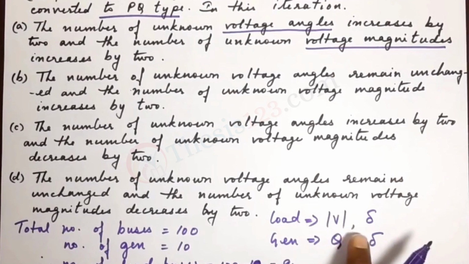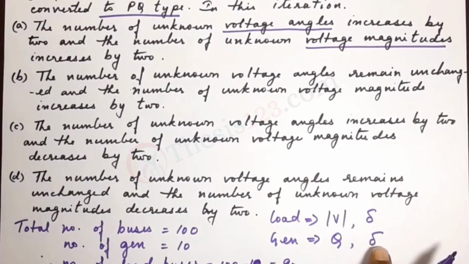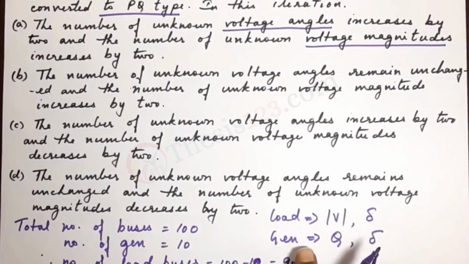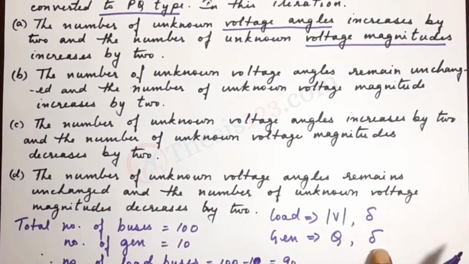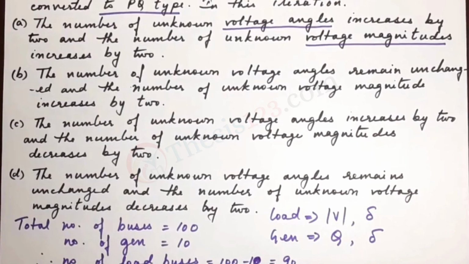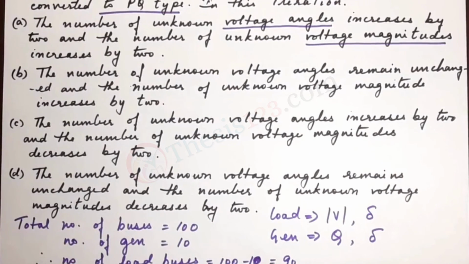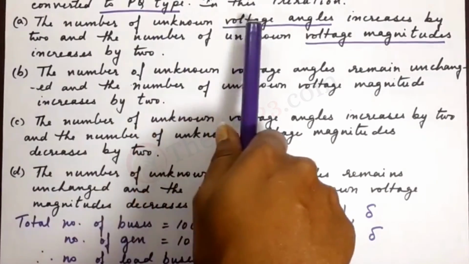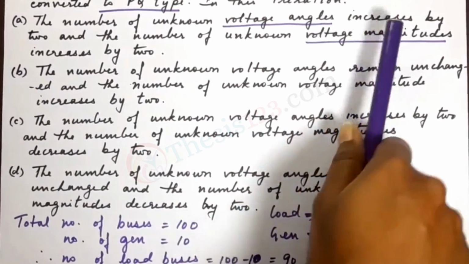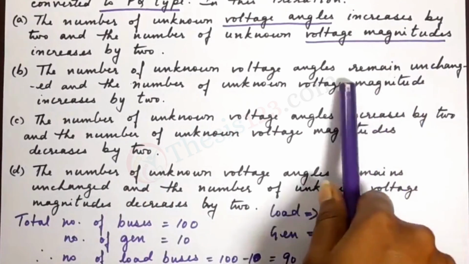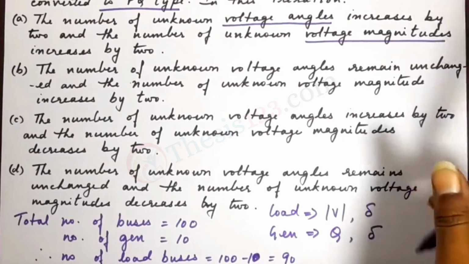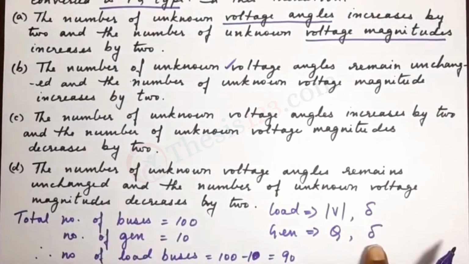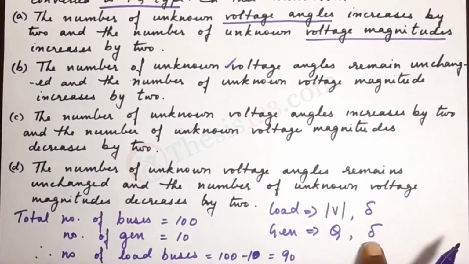So it shows that for load, though there is a change, the angles need to be calculated nonetheless. So this means that no matter what kind of bus it is, we need to calculate the voltage angle. So there is no change in the voltage phase angle calculation. The unknown voltage angles do not increase, they remain unchanged. So this is our Q here. The voltage angles remain unchanged because we need to calculate them no matter what kind of bus it is.